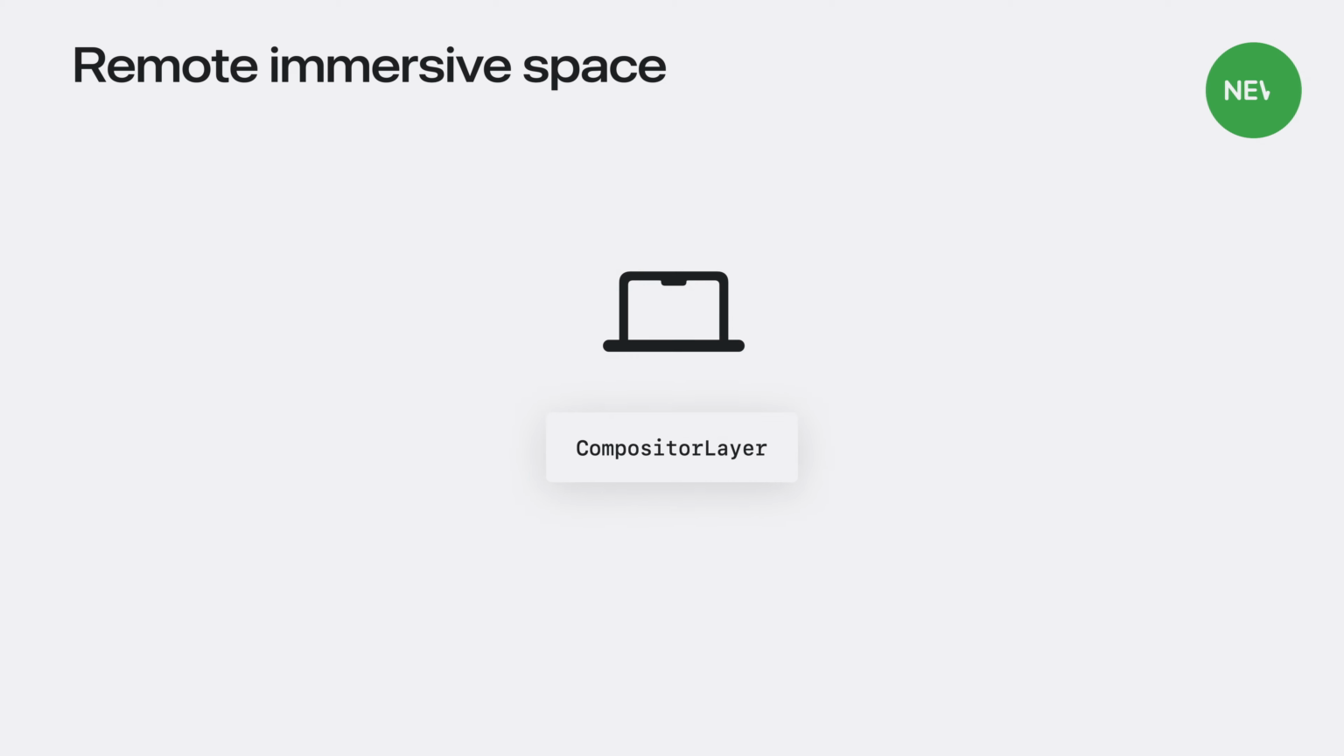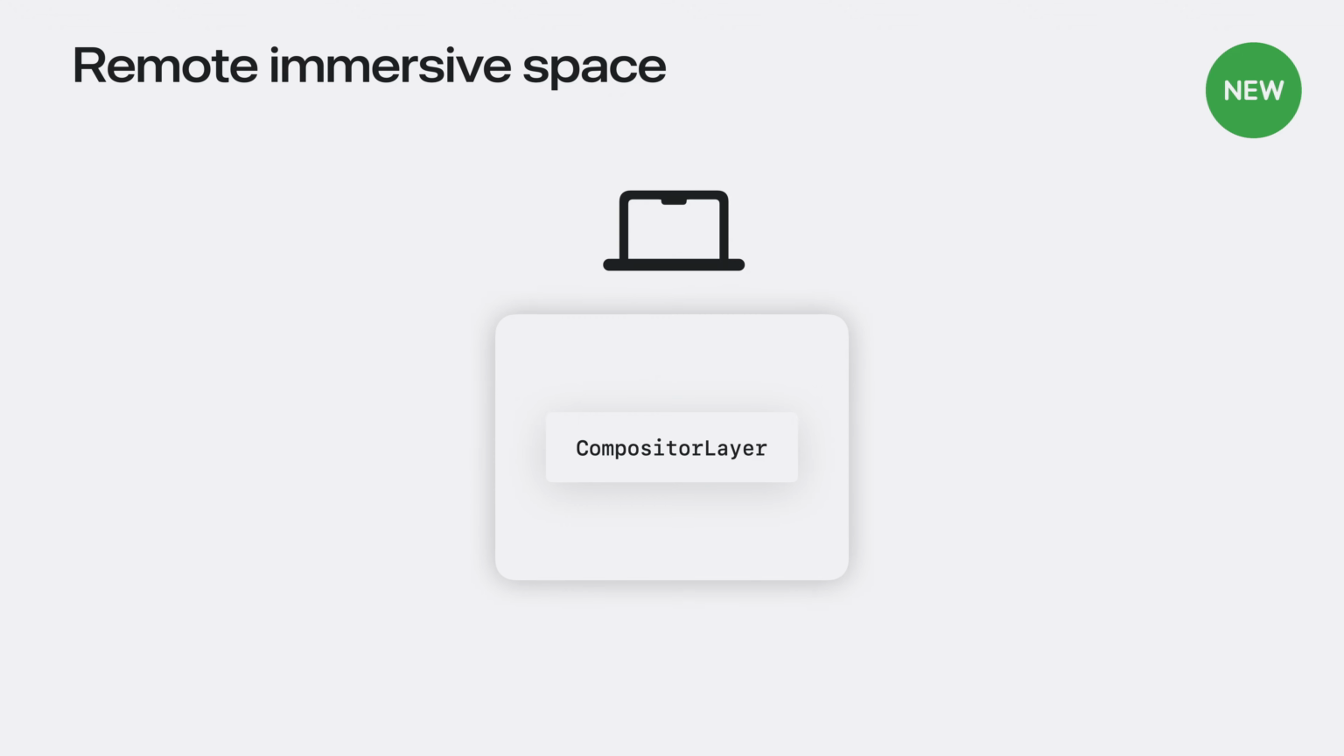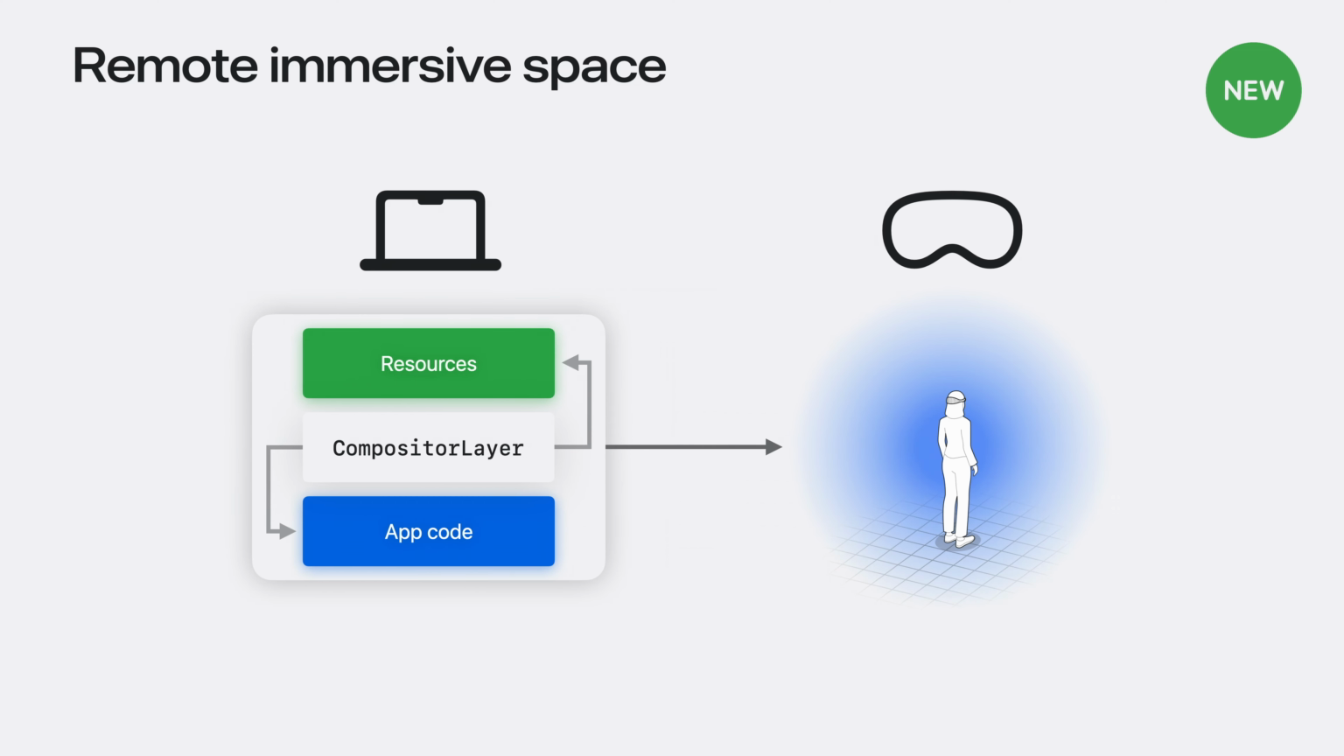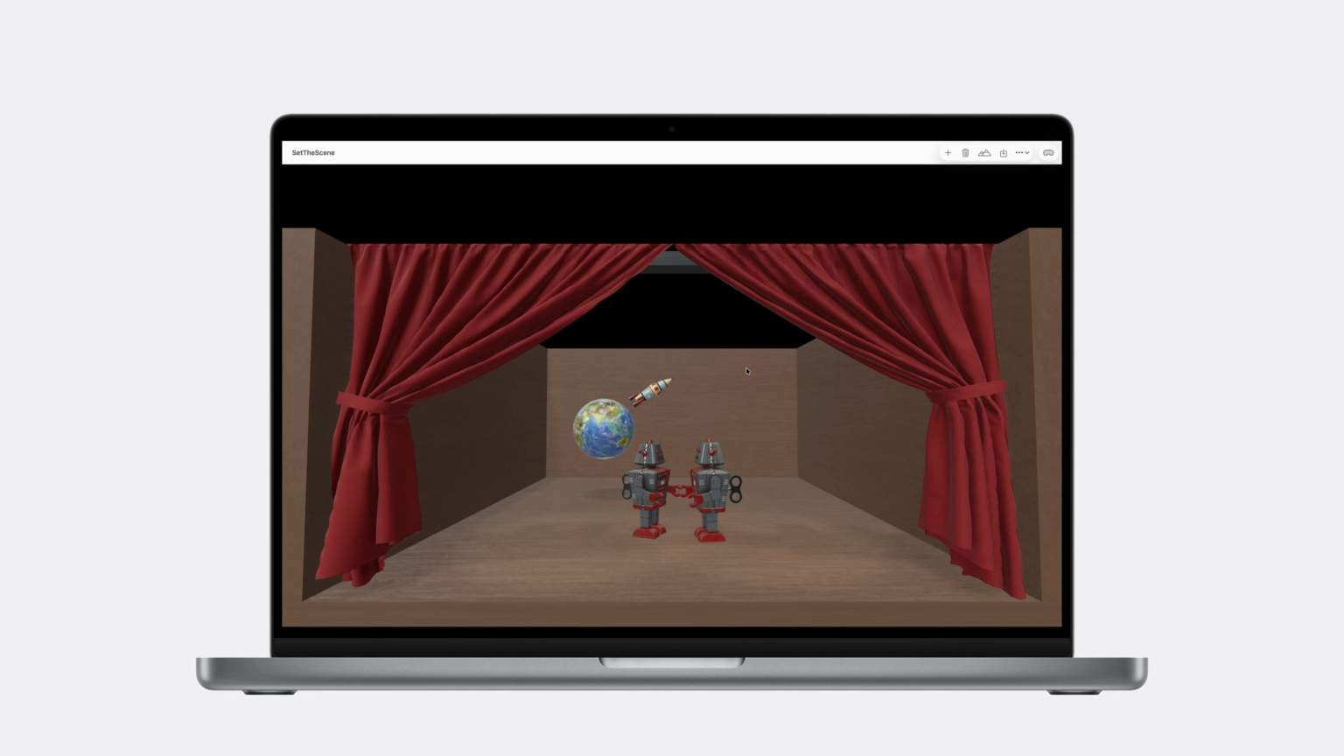With remote immersive spaces, you can use Compositor Layer to render content with Metal, using app code and resources from your Mac, and display it as an immersive experience on your Vision Pro. Let's see it work in action in my app.